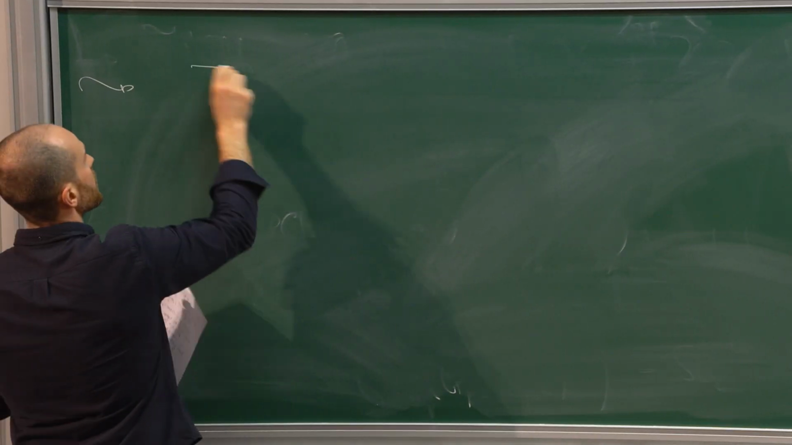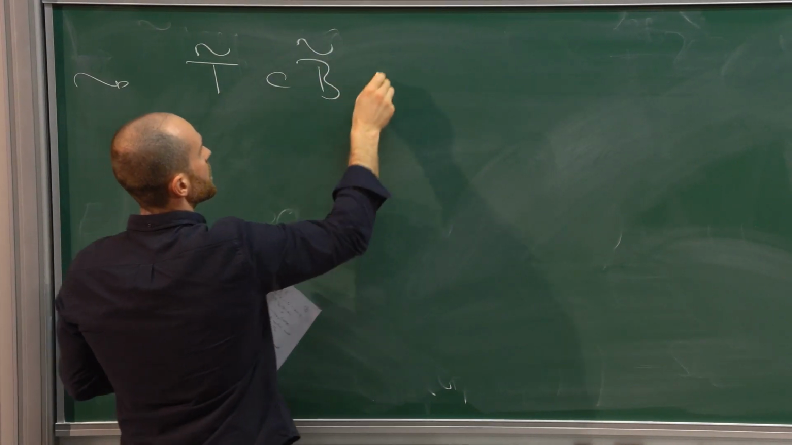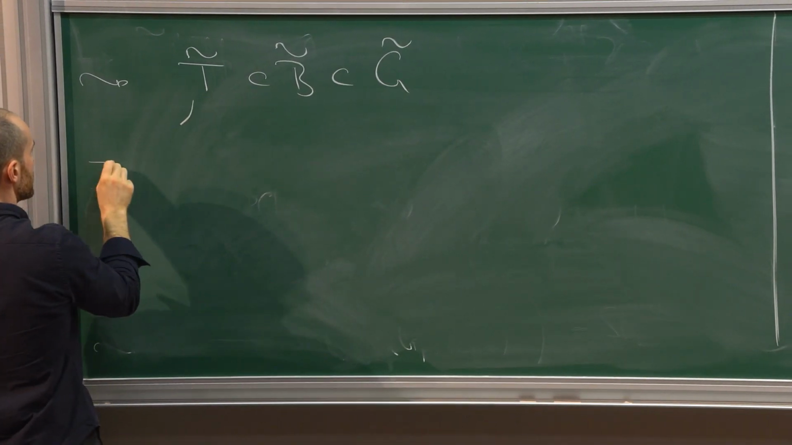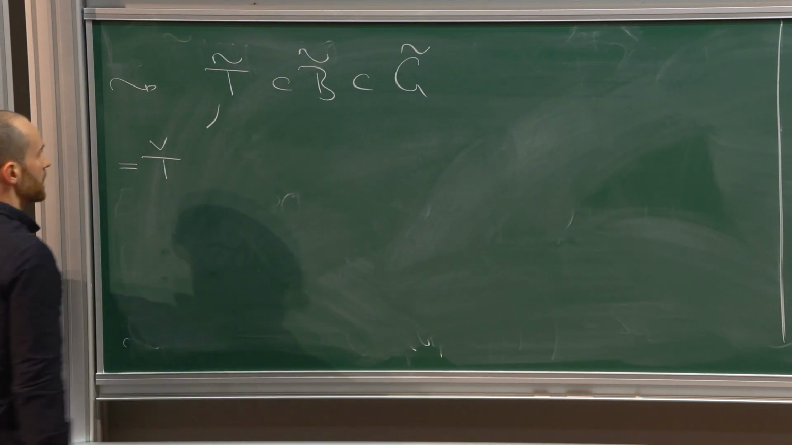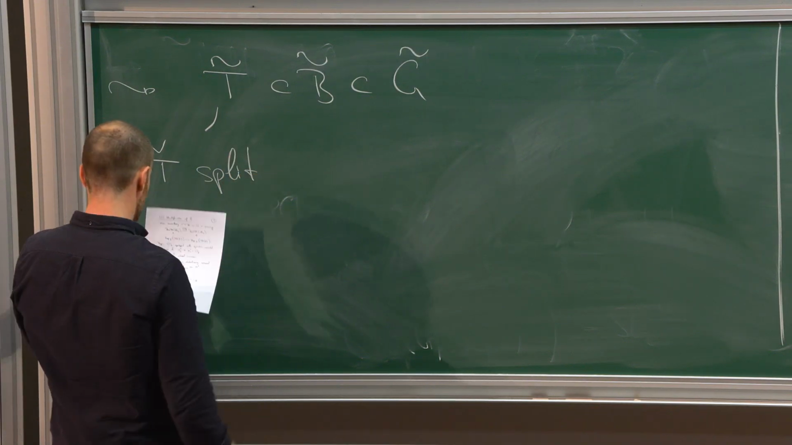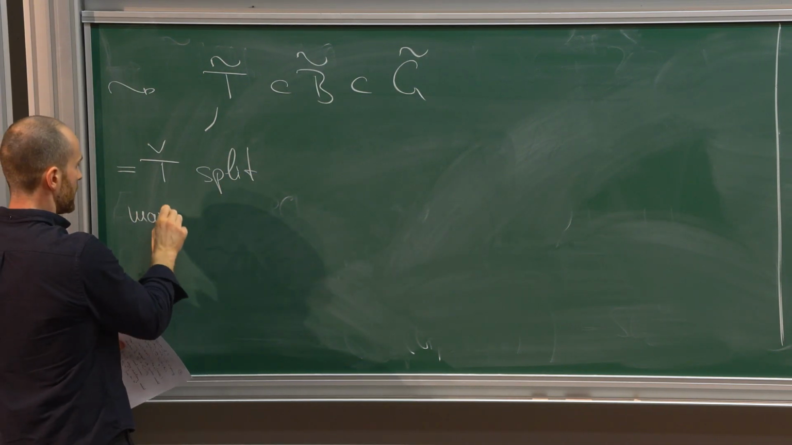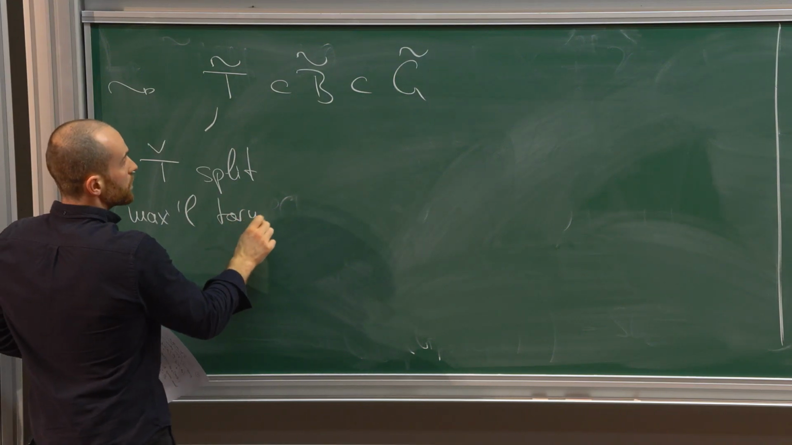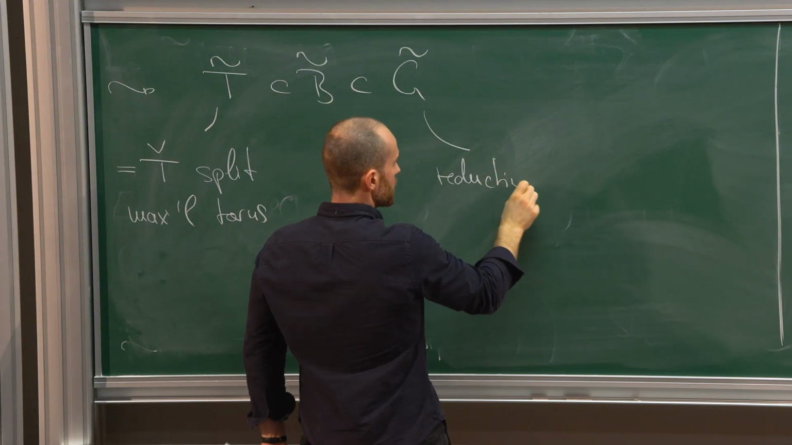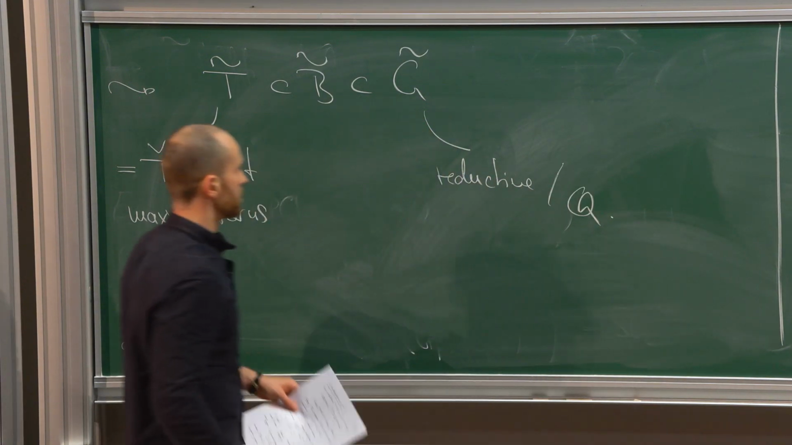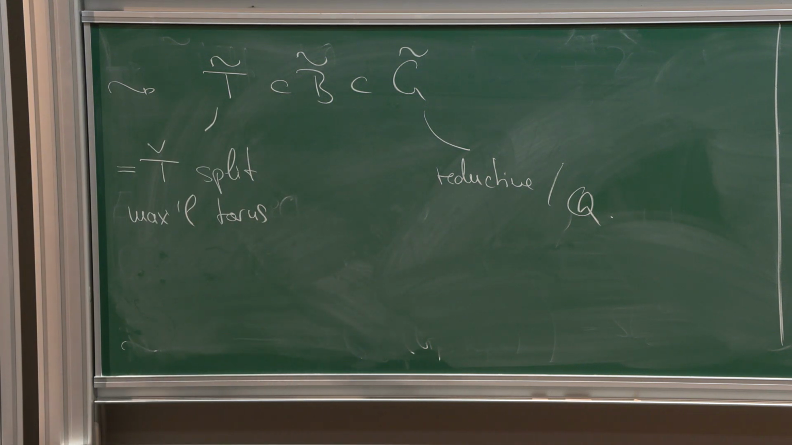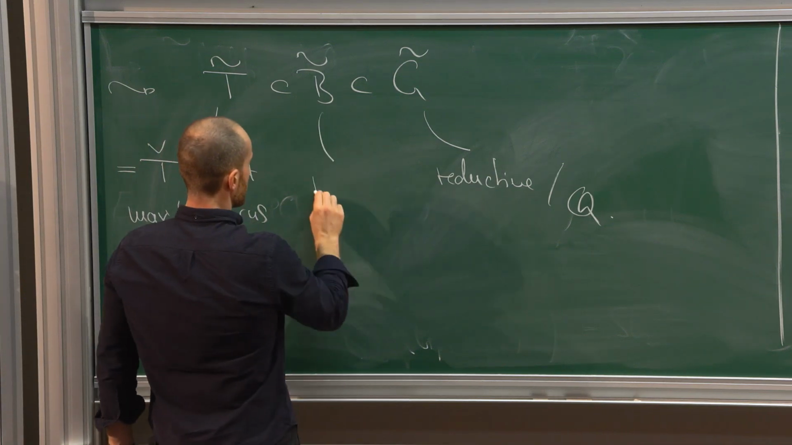This gives you T tilde and B tilde and G tilde. This one here, it's easy to see, is canonically the dual torus, and it's a split, in fact a split maximal torus in here. This here is reductive over Q, which under the Tannakian formalism can be read off in terms of properties of the category, and this here will be a Borel subgroup.